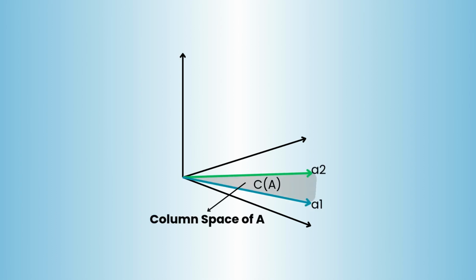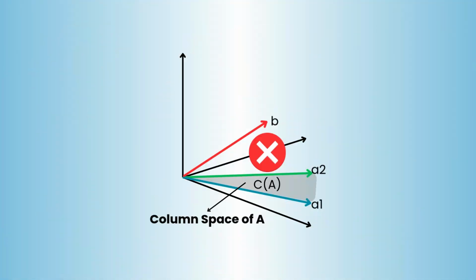To understand this, we must reframe the problem in the language of vector spaces. The equation Ax equals b is asking, can we find a combination of the columns of A that perfectly equals the vector b? Geometrically, this means, does our target vector b live inside the column space of A? As we can see, the answer is no. This is why the system has no solution.